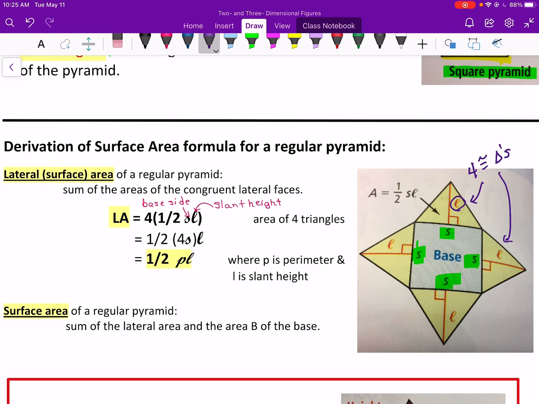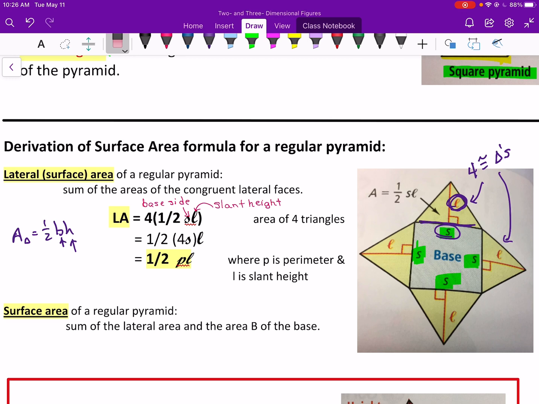So as we find the lateral area, lateral means area of all the sides, we're going to add those 4 triangles together. So we have 4 triangles, and the area of a triangle formula is 1/2 base times height in a triangle. The base of the triangle is S, and the height of one of those triangles is L. So I plug that into our formula. 4 times 1/2 SL, 4 triangles.